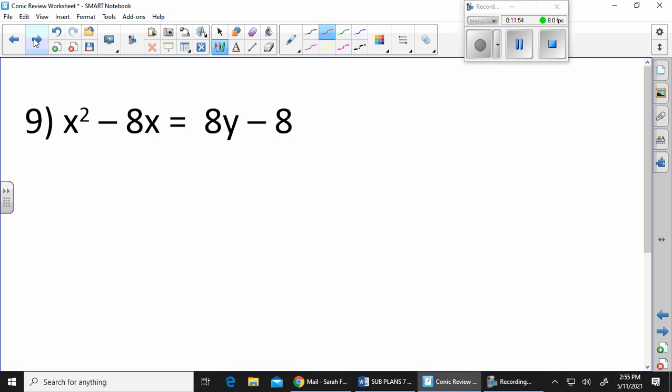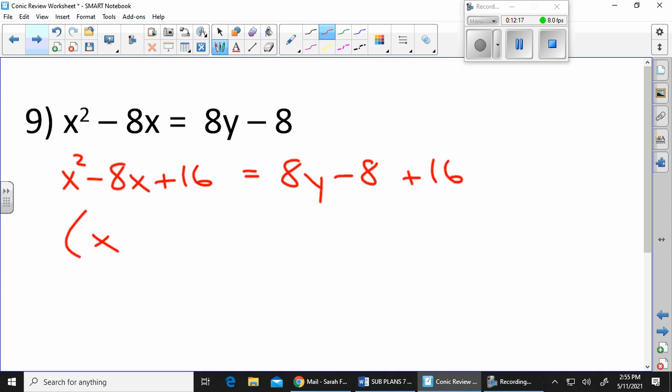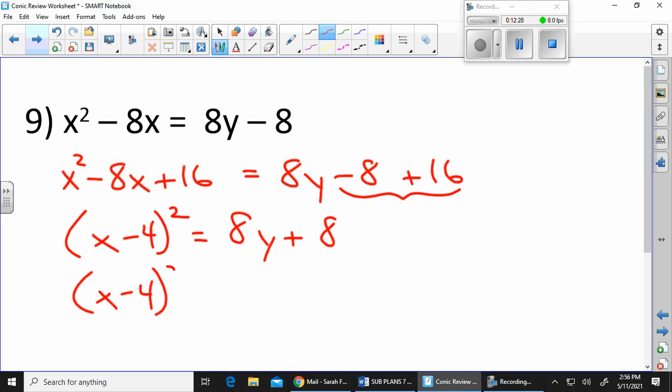So with a parabola, remember, you keep the squared stuff with its matching letter and the other stuff on the other side. So with this, complete the square. So I take half of 8, 4. 4 squared is 16. I got to add it to both sides. What perfect square is that? X minus 4. This is 8y plus 8. You put together that. But I need it to look like a parabola. So I got to take that 8 out. And I got y plus 1.